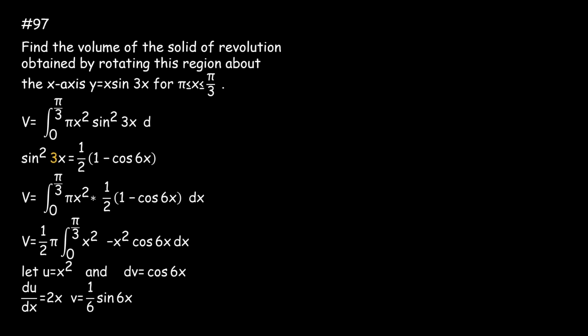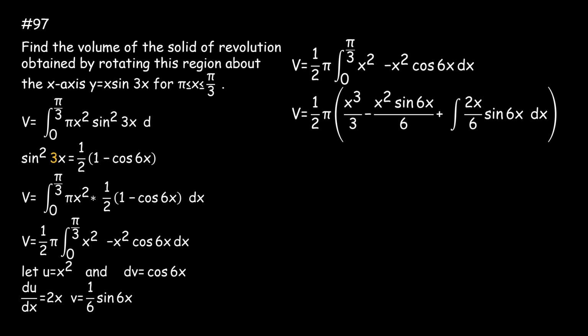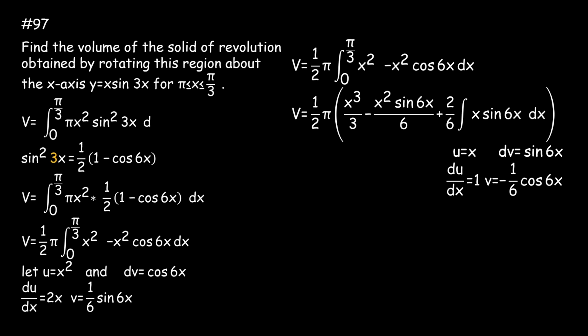Now our volume is half pi from 0 to pi over 3. So if this is our equation that we're trying to integrate, we replace each of the values. We'll have x cubed over 3 minus x squared sine 6x over 6 plus the integral of 2x over 6 sine 6x. Once again, we can still take u to be equal to x, dv equal to sine of 6x. If u is x, then du will be 1. And if dv is sine 6x, therefore v would be negative 1/6 cos of 6x.